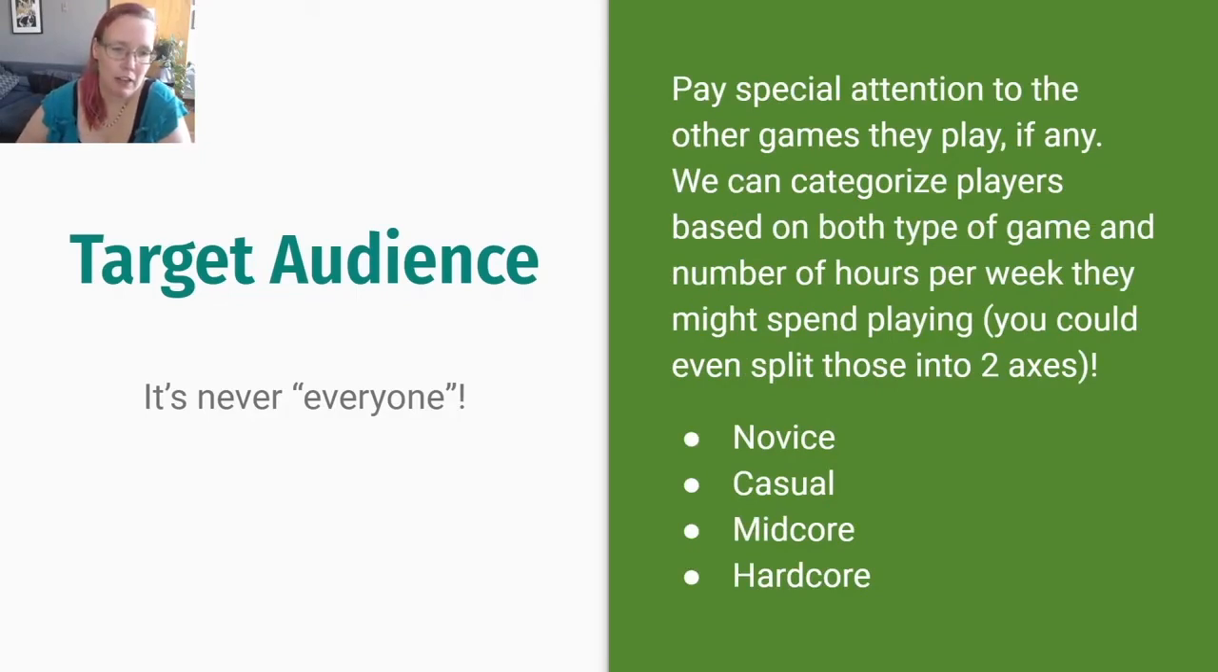And pay special attention to the other games they play, if any. So we can categorize players based on the type of game or the genre of game, right? And also the number of hours per week that they might spend playing. You could even split those into two axes if that makes sense to you. So we usually use these terms, novice, casual, mid-core, and hardcore, to describe these different play behaviors. So a novice doesn't play games at all.